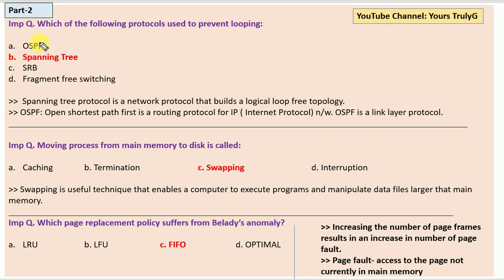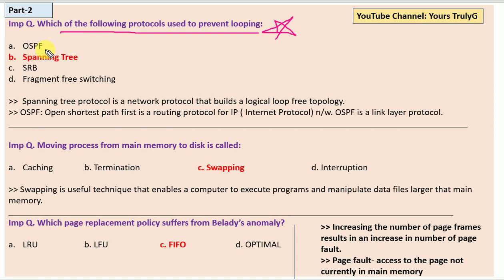So our first question is, which of the following protocols is used to prevent looping? This is a very important topic, and a very important question. I think we have covered the same question related to spanning tree in the previous videos as well. So you have to understand it, because you should develop the ability to neglect the wrong answers and choose the correct option from the options.